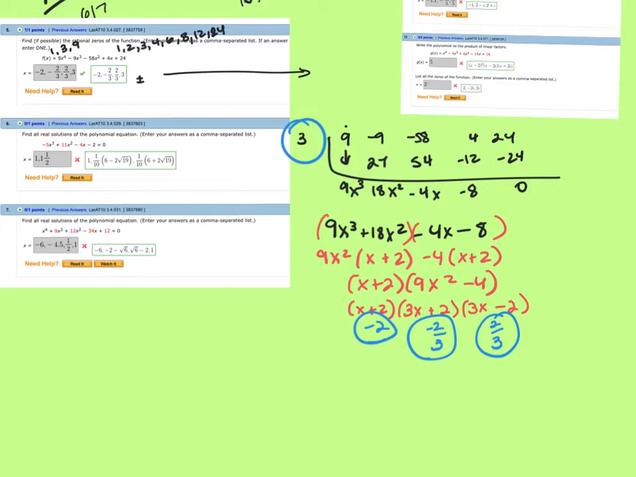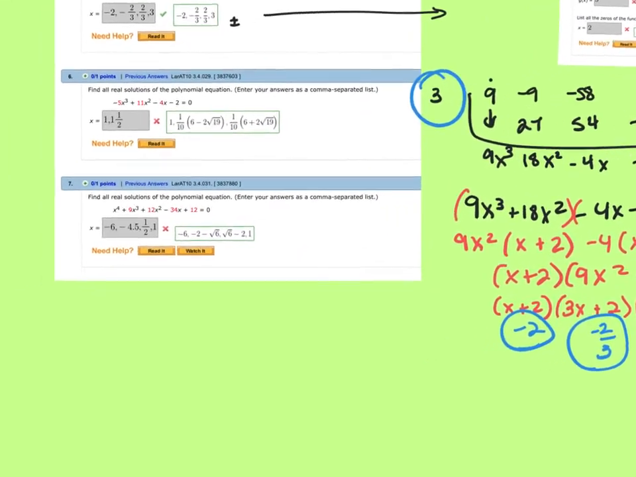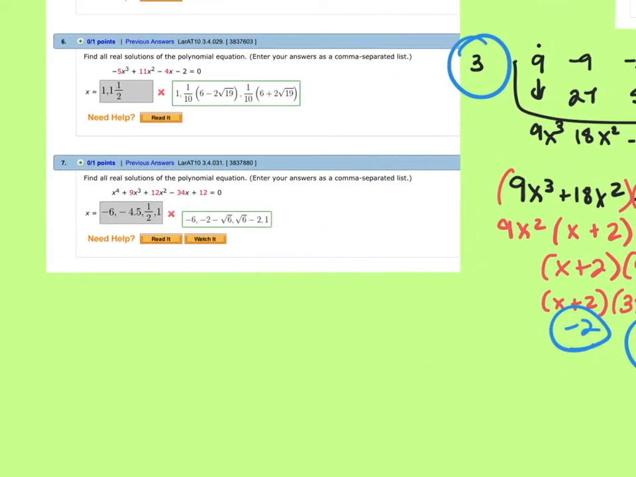It happens after 8 a.m. on the day after the due date. Immediately after, you can start to go back in and see show key. All right, number 6, it says find all the real ones. So again, you've got to do the possibles. So now it's plus and minus, 1 and 2 over 1 and 5.